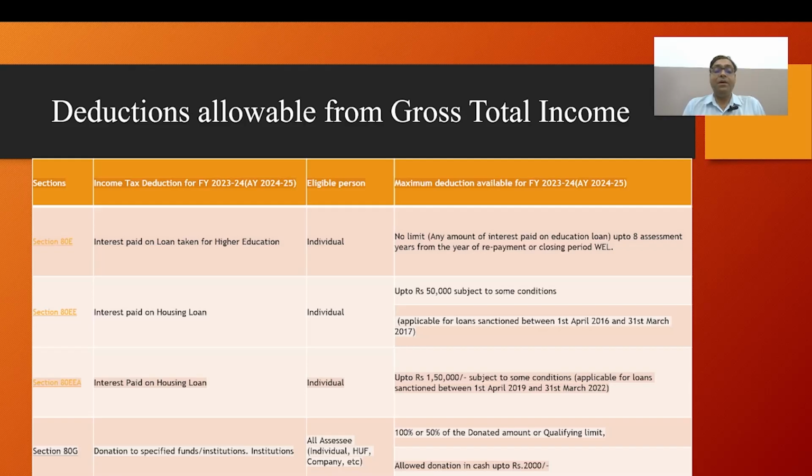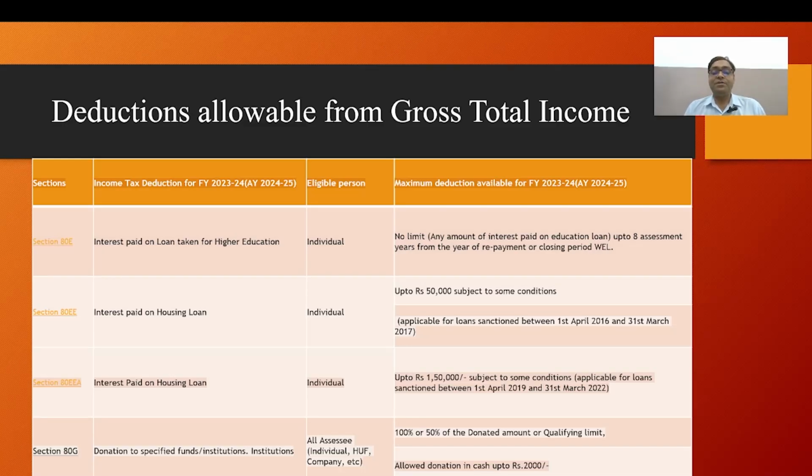For all assessees, it is eligible, like an individual, HUF and company. Who is an assessee? An assessee is a person, and who is a person? As per section 2 clause 31, it includes all individuals, HUF, AOP and BOI, artificial persons, etc. Allow donation in cash up to 2,000 rupees.